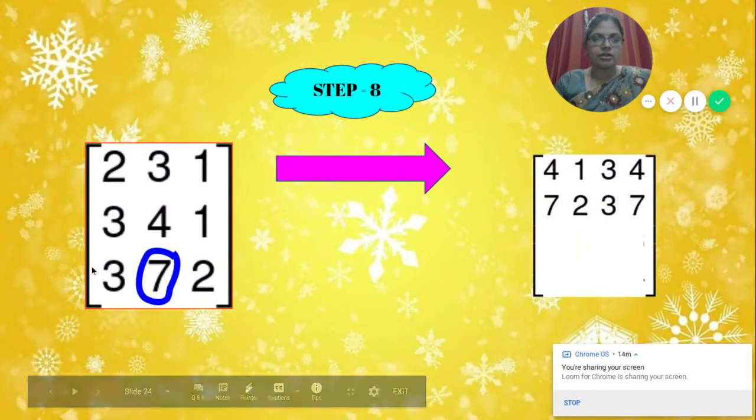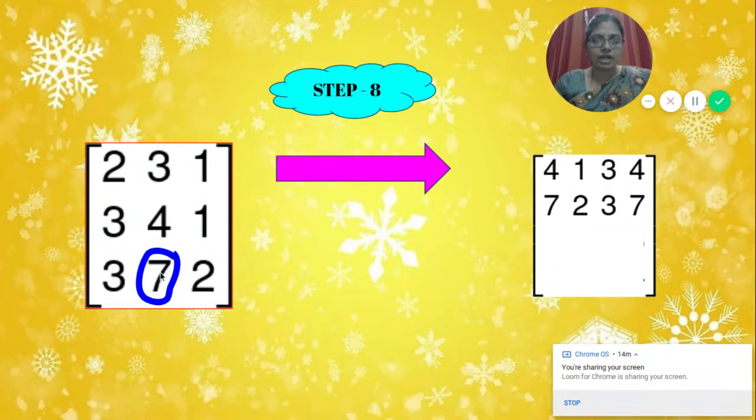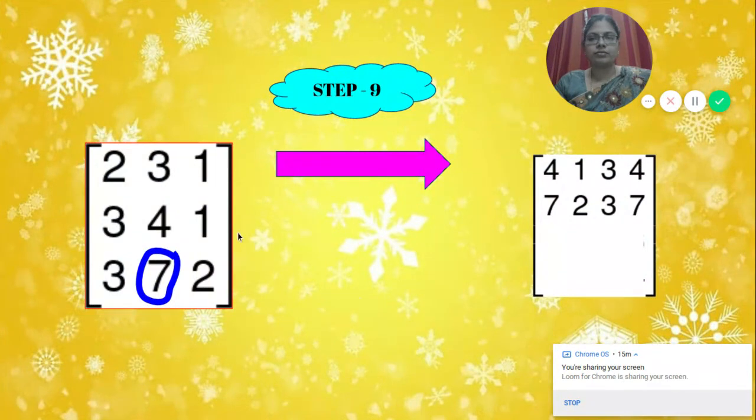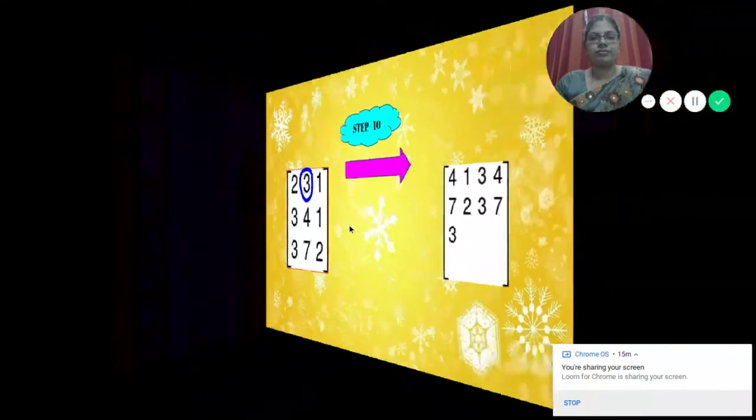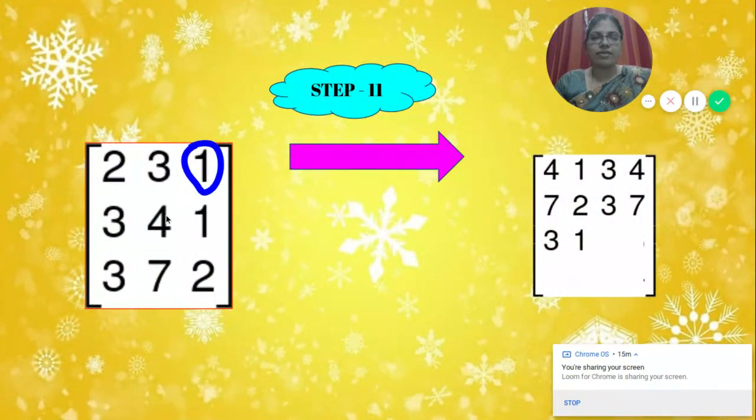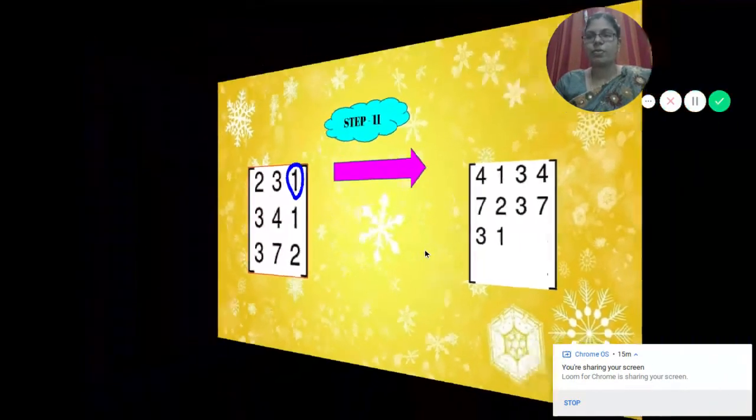Again, I have taken the center element of the third row, that is A32, and written it in the second row, last column of the 4 cross 4 matrix. Now I have taken the center element of the first row, that is A12, and written it in the third row, first column. Now I have taken the last element of the first row, that is A13, and written it in the third row, second column of the 4 cross 4 matrix.